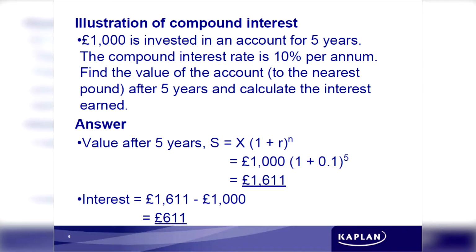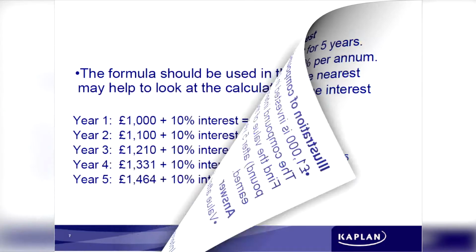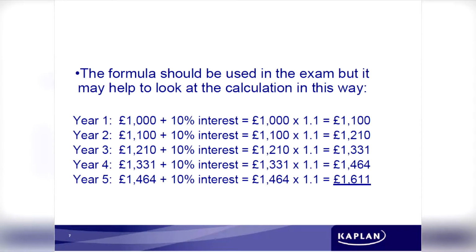Okay. Now, this calculation could have been done in another way. So we'll just look at the other way so that you understand where the formula came from. What we're actually saying is that the 1,000 that you invested, in the first year it earned 10%, and so the value at the end of year 1 was 1,100. And then in the second year, you earned another 10% on the 1,100. So it's 1.1 times that 1,100, and you'd get the value of 1,210. In the third year, you're earning 10% on the 1,210 to give you 1,331. And you keep doing that until the end of year 5, which will give you 1,611.